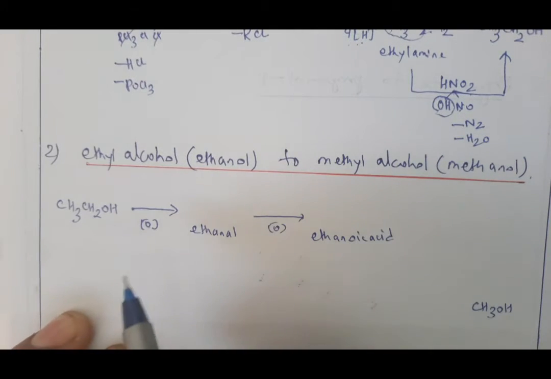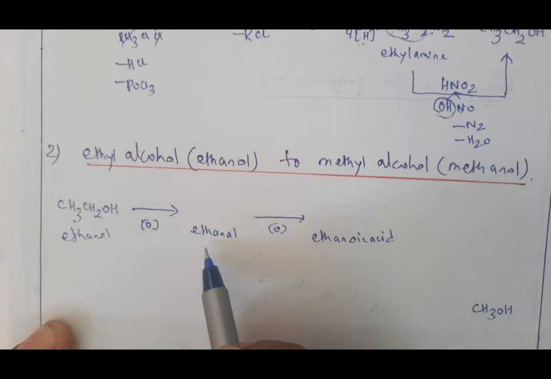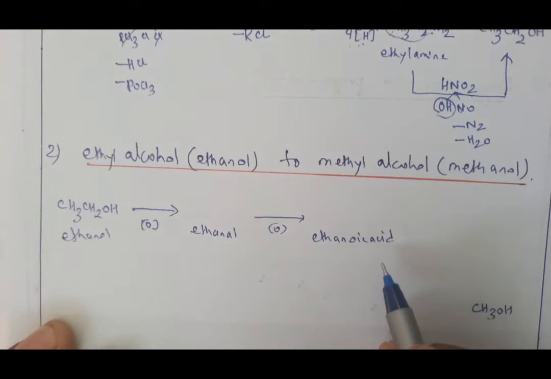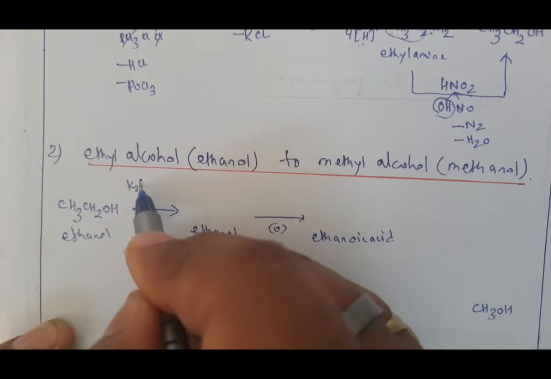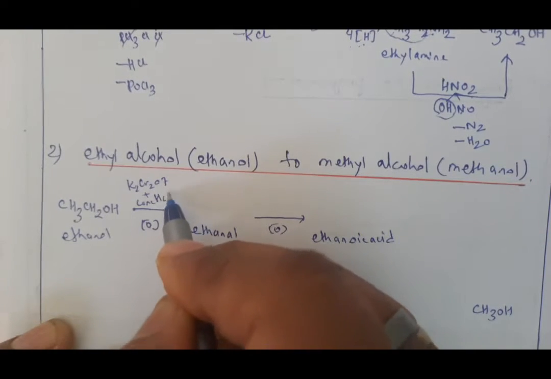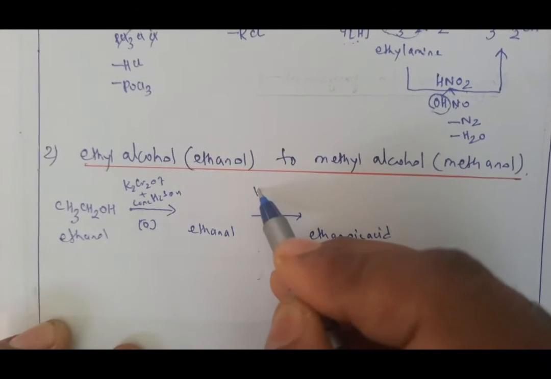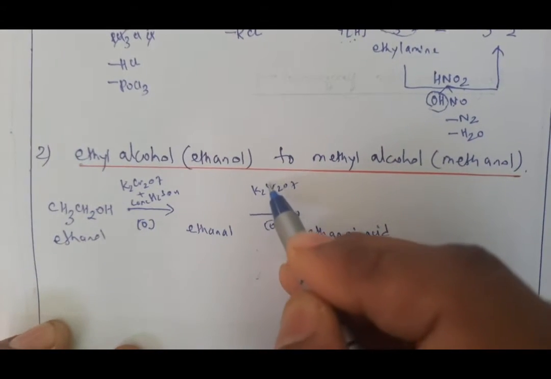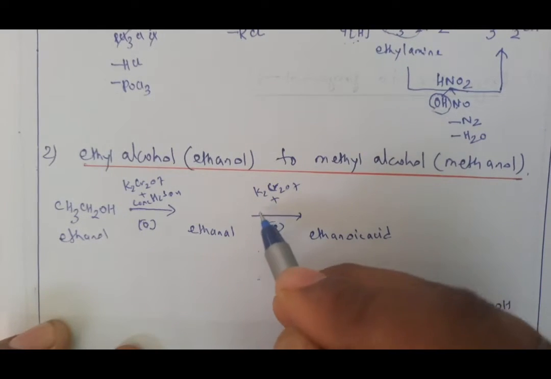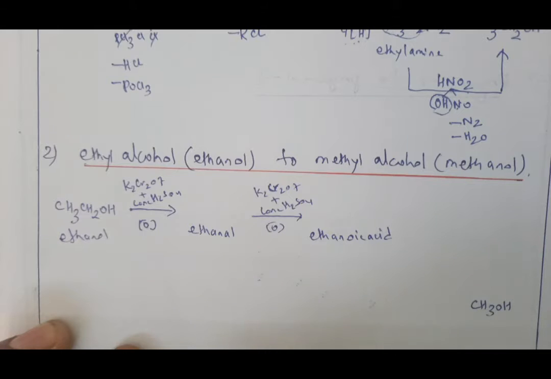Property number 7 of the alcohol chapter. Ethyl alcohol is also known by the name ethanol. Ethanol on oxidation gives ethanal. Ethanal on oxidation gives ethanoic acid. And the oxidizing agent to be used, as I have told you, is K2Cr2O7 plus conc. sulfuric acid. Here also you put the same oxidizing agent, K2Cr2O7 plus concentrated sulfuric acid.